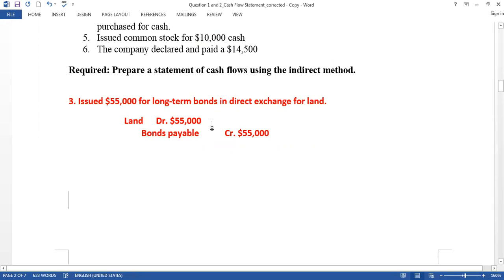We buy land, our land increases. But according to this question, we did not pay any cash, right? So it is not related with the cash flow statement.